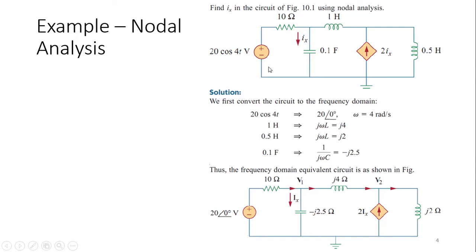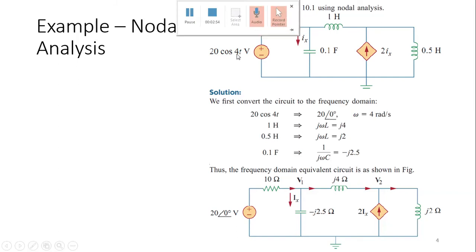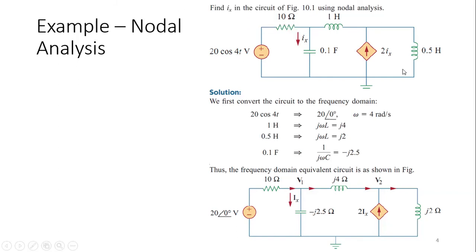So as the first step, we need to transform these time domain circuits into the frequency domain. So this is what we are going to do. In the frequency domain equivalent or phasor domain equivalent, this voltage source would be 20 angle of 0, because there is no phase angle mentioned here. Omega is 4 in this case. So this is what we have written here.